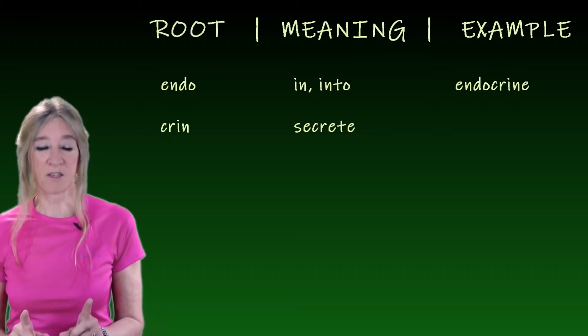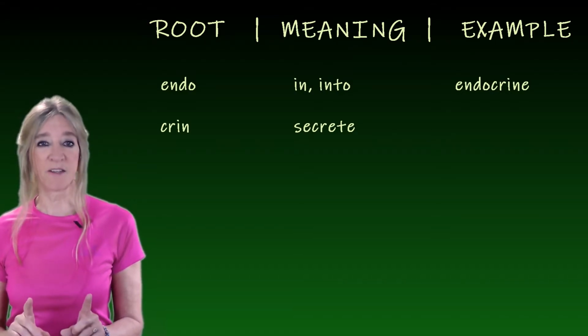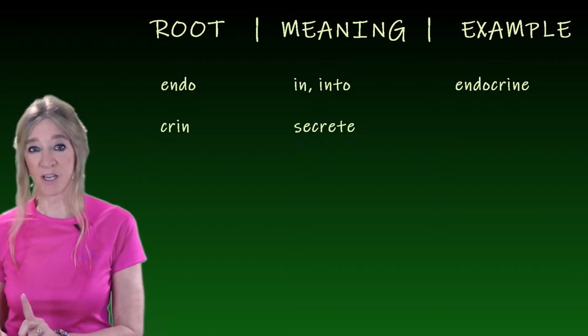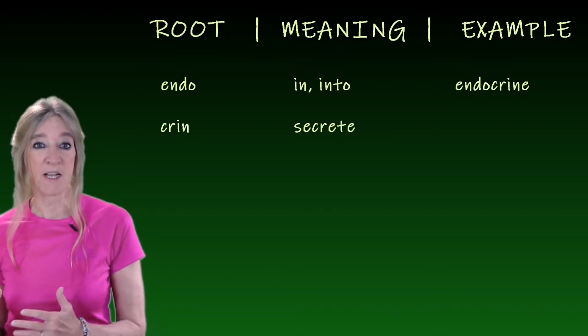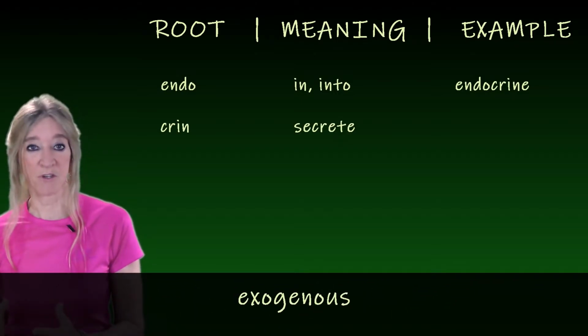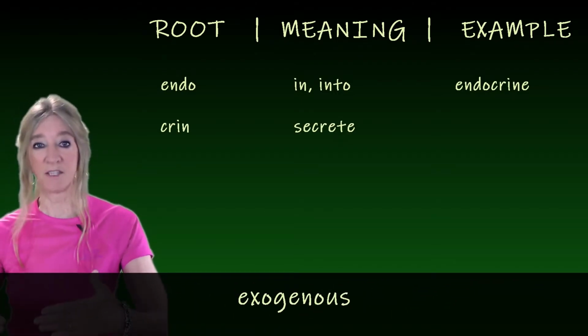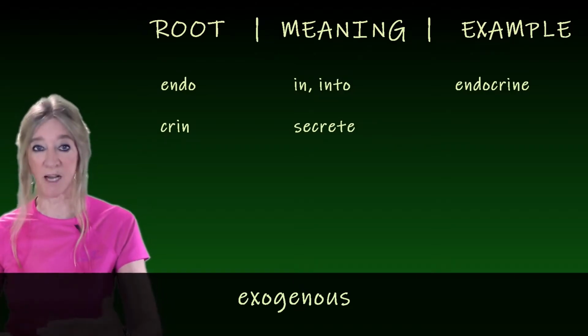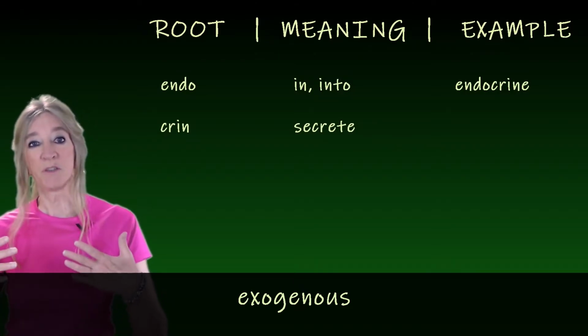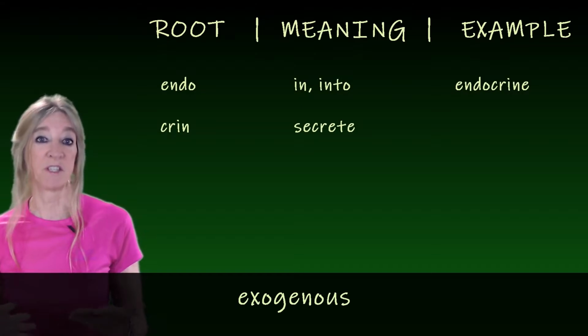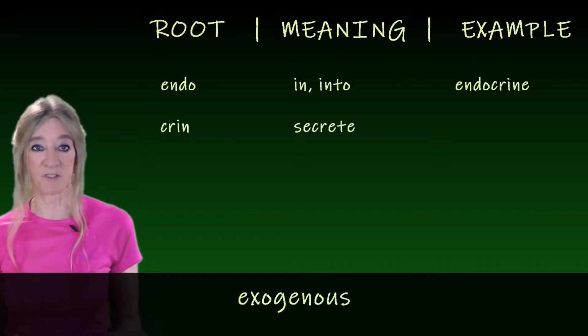And while we're here, let's consider another root, ex and exo, along with the root gen meaning to produce or create. Exogenous hormones are those that are created outside the organism or outside the body, and such hormones would be used therapeutically to treat infertility or growth deficiency.